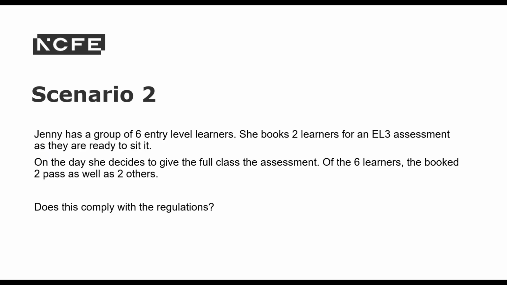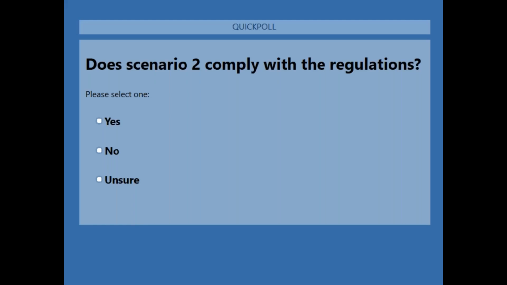So I'll bring that poll up. And again, it is yes, no, or unsure. And while you're voting, I know that you can't see the scenario anymore, so I'm going to read it out again. Jenny has a group of 6 entry-level learners. She books 2 learners for an entry-level 3 assessment because they're ready to sit it. On the day, she decides to give the full class the assessment. Of the 6 learners, the booked 2 pass, as well as 2 others. Does this comply with the regulations?